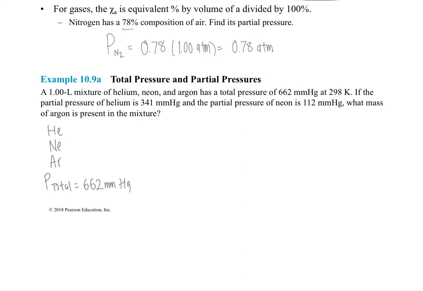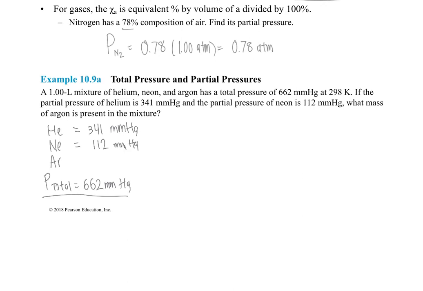At 298 Kelvin, the partial pressure of helium is 341 millimeters of mercury, and neon is 112, and then it asks what's the mass of argon present. There are a couple different ways we can go about this. We could either find the partial pressure of argon or use the total amount to find the moles of each one.